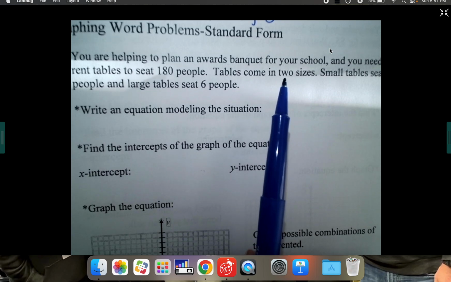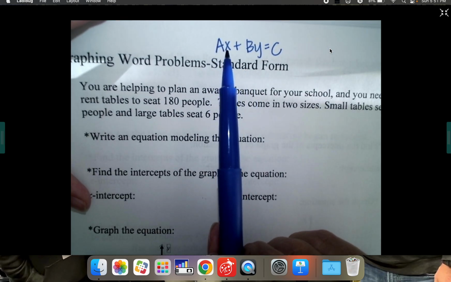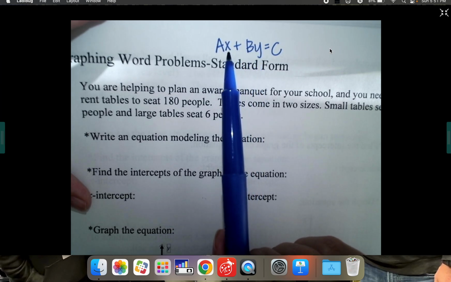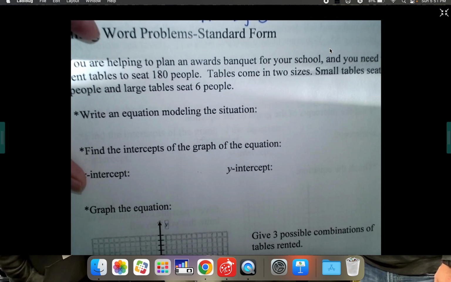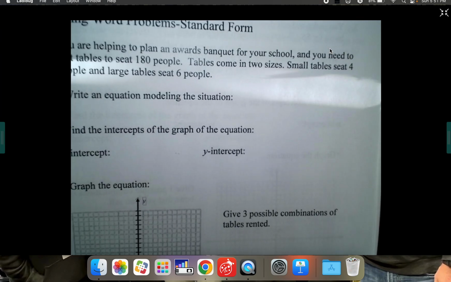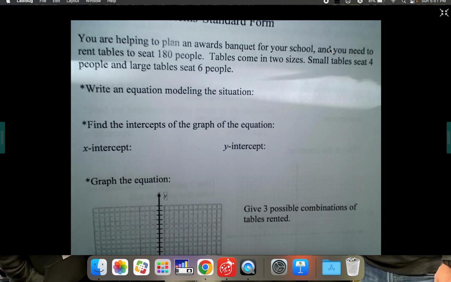Tables come in two different sizes. That's why we need an X to represent one of them and a Y for the other one, because they're both tables, but they're different types of tables, different sizes. So small tables, oops, can't see this, can you? Small tables seat 4 people and large tables seat 6 people.